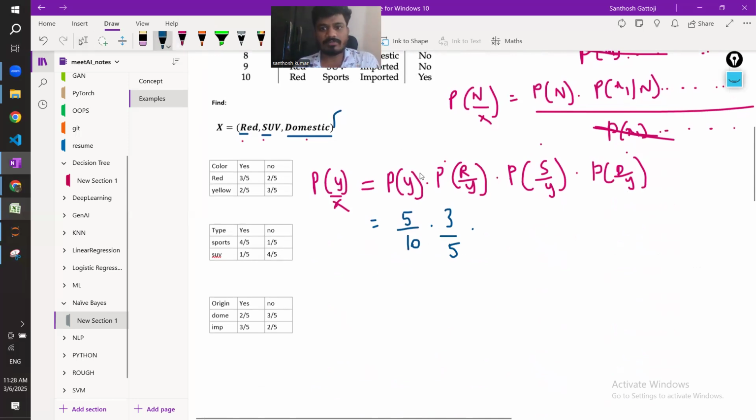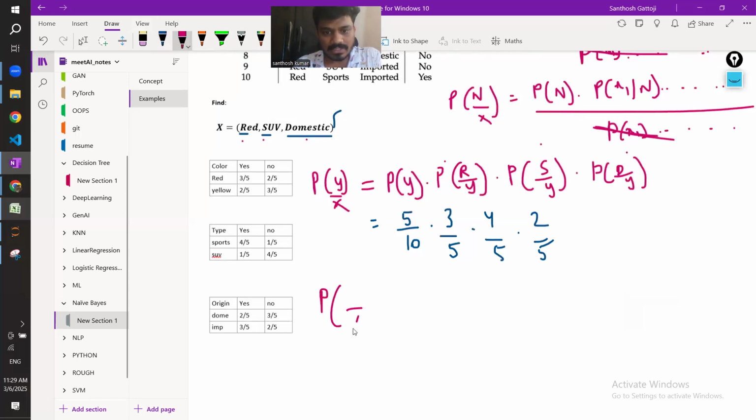So now quickly, if you see here, this is P of R by Y, and this is P of S by Y. What is S by Y? This is 4 by 5. Okay. And this is 2 by 5. When you do this, you are going to get the probability of Y with respect to X.